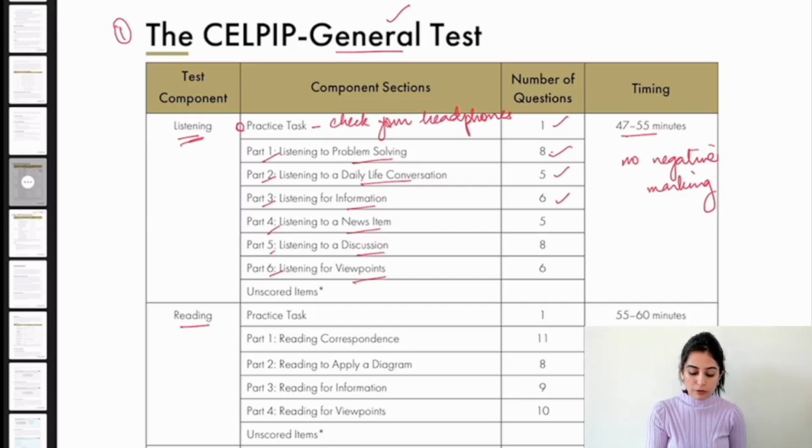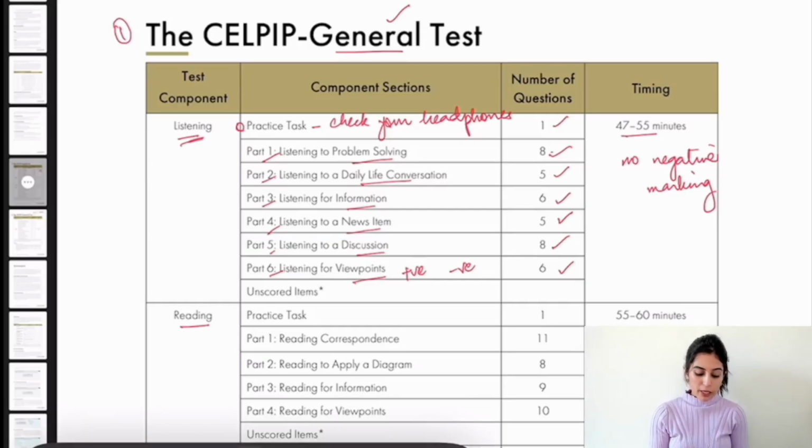Then you have listening for information, news item, just like a news channel, and then there's a discussion between 2-3 people or 4 people at times, and then you have to listen for viewpoints, which could be positive viewpoint or negative viewpoint on a certain topic. So you'll have to figure out which of the people in the settings are in favor of the topic and the ones that are against.